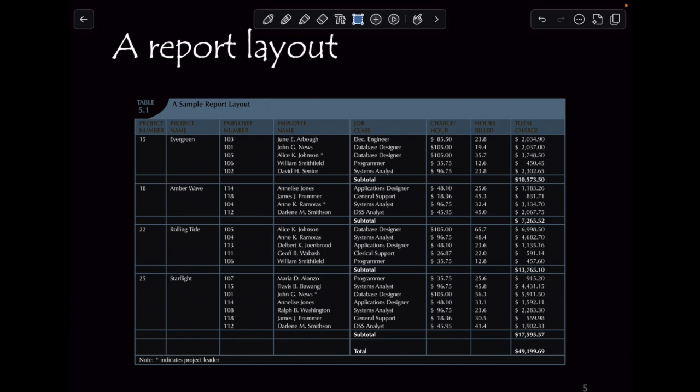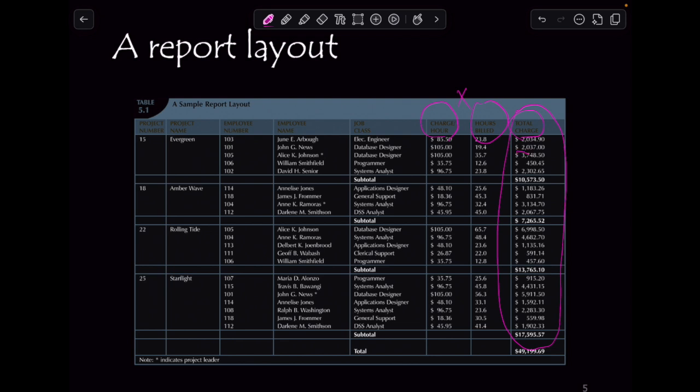In this report layout, first, we have to convert this report into a tabular form, because that is the starting point of the database design. So we are going to copy everything into one big table. But just one thing you need to note, as we mentioned before in conceptual modeling as well, is that there is a derived value, total charges. This total charge is the multiplication of two numbers, charge hour and hours billed.